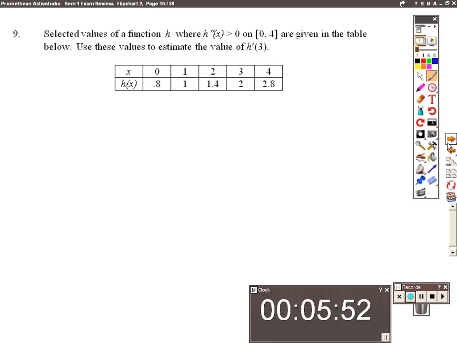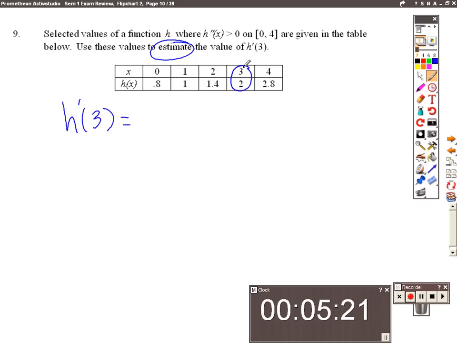Number 9, we have a table of values, and they tell us that the second derivative is always positive. So we know that on this interval from 0 to 4 that the function is concave up. And they're asking us to estimate, look at your key word here, estimate the value of the first derivative at 3. Now remember, when we were doing estimating derivatives, we have a table of values and we want to know the derivative at 3, but we don't have the function and we don't have the graph of a function.